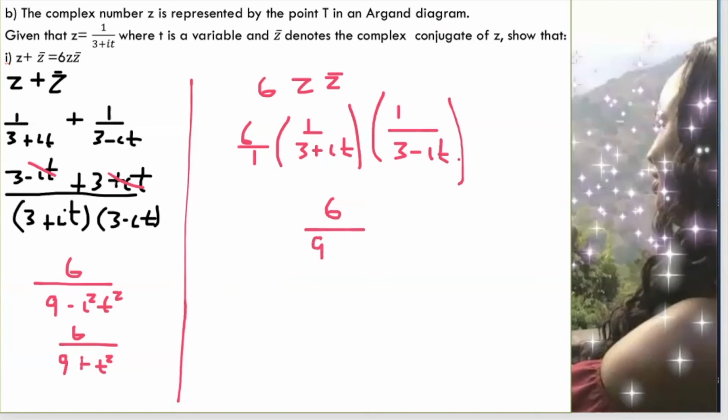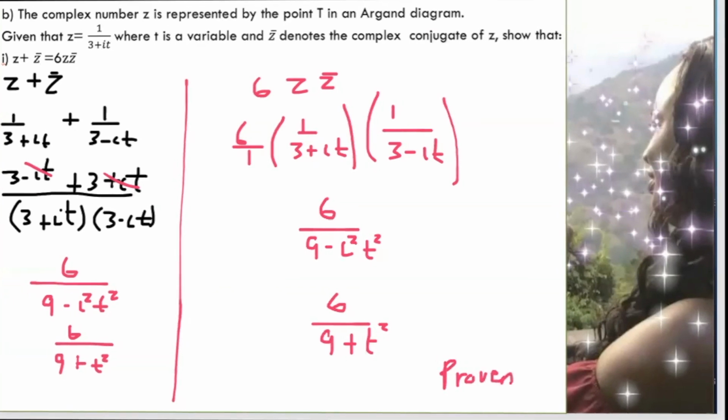So 3 times 3, that's 9. The centers would cancel. So I'm left with minus it times positive it to give me minus i squared t squared. Now i squared is -1, so that will change it to a +1. So I have plus t squared. So as you can see, the left is the same as the right, so I have proven what we were expected to do.